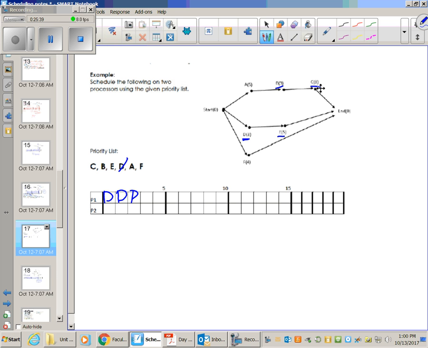Okay, D's out. Starting back at C, still can't do it. Still can't do B. I can do E now because I've already completed its precedence. So I'm going to do E. It has to be after D. So I'm going to go 1, 2, 3, 4, 5. Okay, so E's out. Can I do C? No. Can I do B? No. I can do A though because that one's ready to go right here. So A has no precedence, so I'm going to give it to P2.